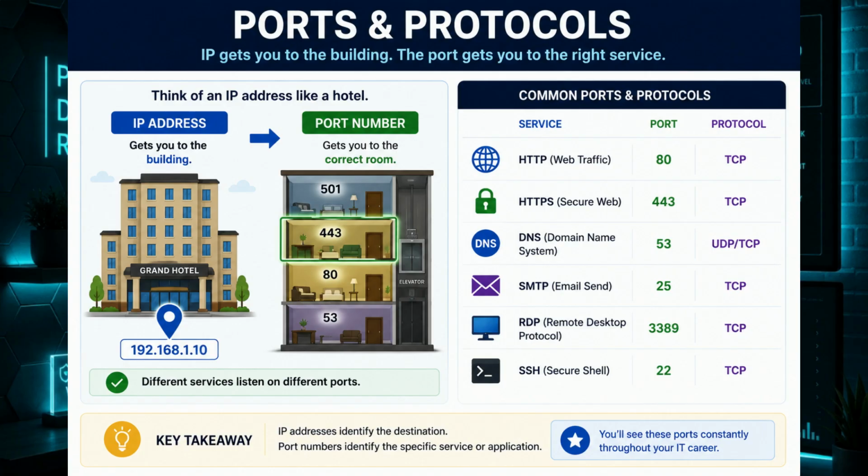Now let's talk about ports and protocols. Think of an IP address like a hotel. The IP address gets you into the building, but the port number gets you to the correct room. Different services listen on different ports. Some examples include HTTP connects to port 80, HTTPS, or Hypertext Transfer Protocol Secured, connects to port 443. DNS connects to port 53, SMTP connects to port 25, RDP connects to port 3389, and SSH connects to port 22. You'll see these ports and protocols all throughout your IT career.